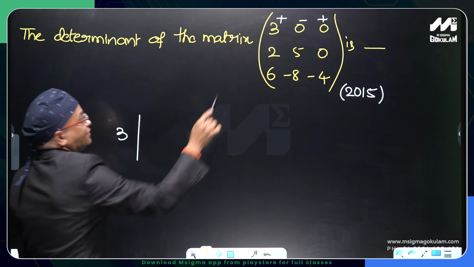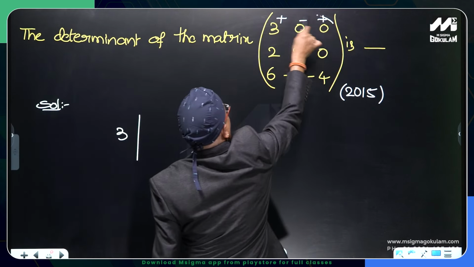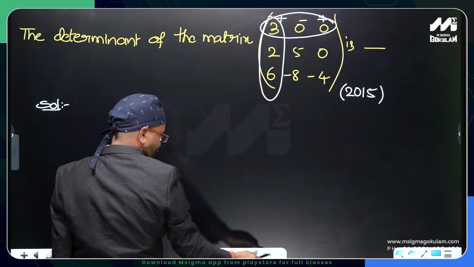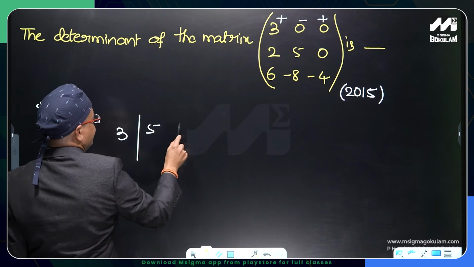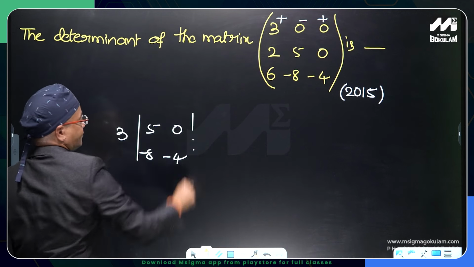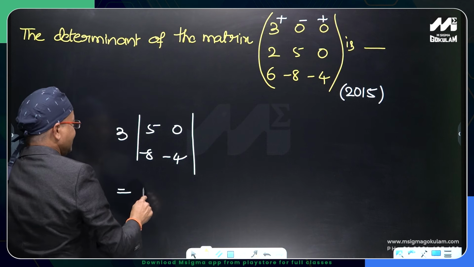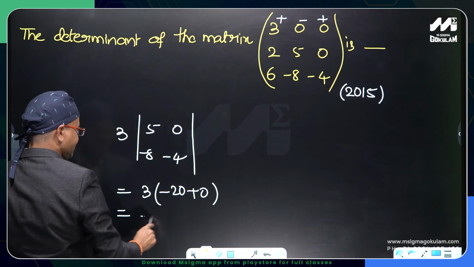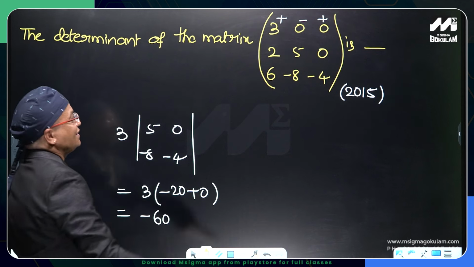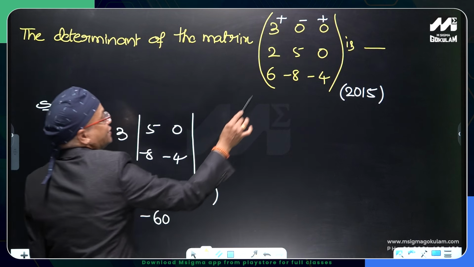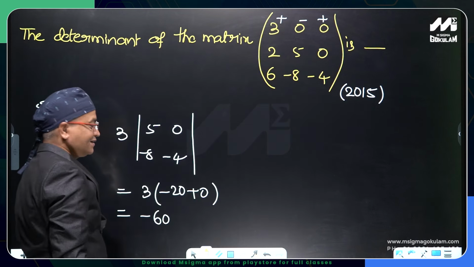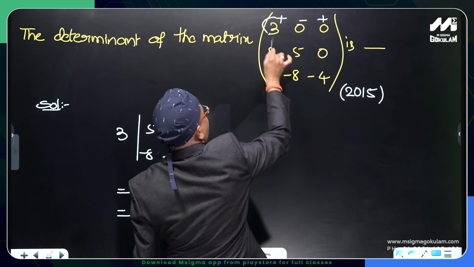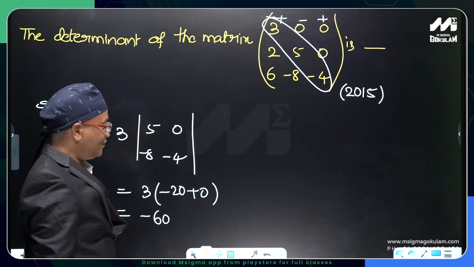3 into that row and column delete. Means this row, this column delete. Remaining determinant, 5, 0, minus 8, minus 4, you consider. Then what do you get? 3 into 5 into minus 4, minus 20 plus 0. It is minus 60. Again you observe, how it is coming? 3 into minus 20, 3 into 5 into minus 4. So whether it is upper triangular or lower triangular, procedure is simply product of principal diagonal elements only. So here also same.